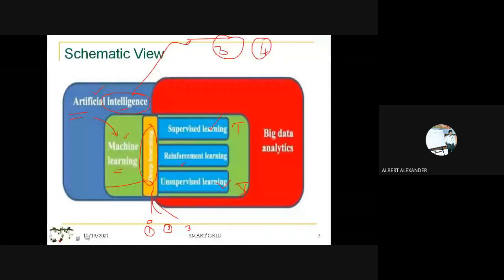With this schematic view, I could teach for one or two days related to this programming, but since we have limited time, I'm giving the definitions of what is what, to get a clear understanding. Now, these are the various possible applications. As I already mentioned, each and every building block is related one by one, like artificial intelligence, machine learning, and deep learning. These three forms are collectively part of big data analytics.